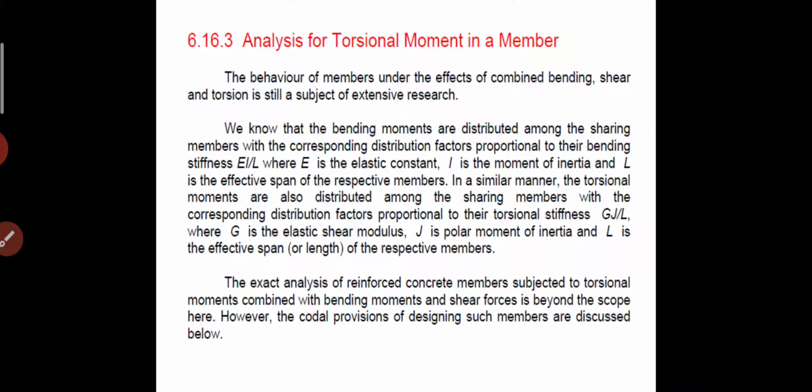The exact analysis of reinforced concrete members subjected to torsional moments combined with bending moment and shear forces is beyond the scope here. However, the code provisions for designing such members are discussed.